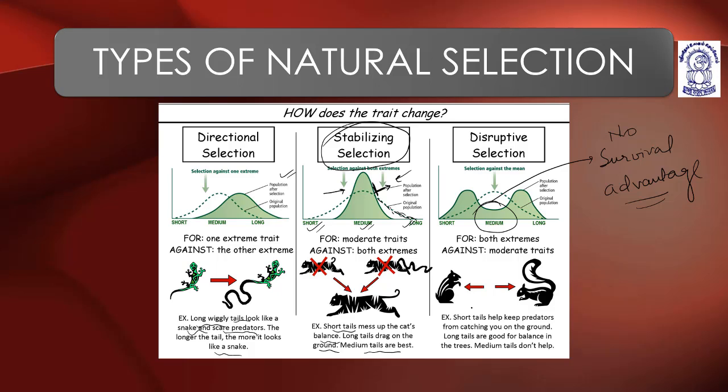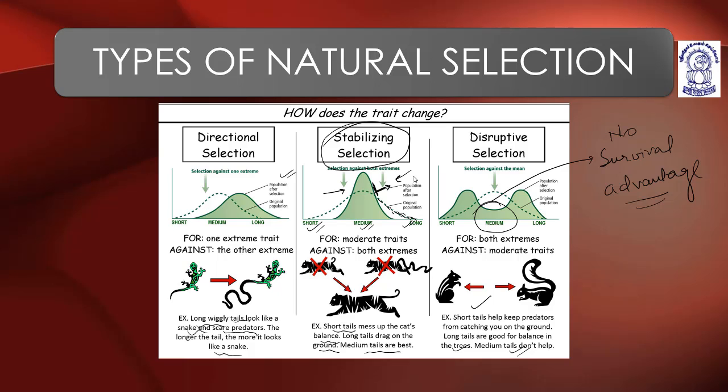Like for example, short tails help to keep predators from catching you on the ground. Long tails are good for balance in the trees. Medium tails do not help. Okay, the short tail and long tail. Okay, these were three different types of natural selection we talked about.